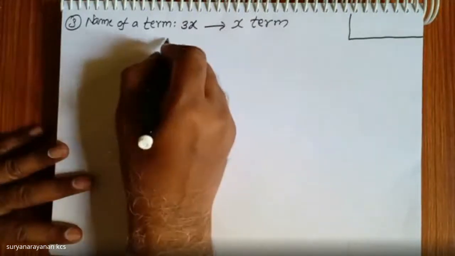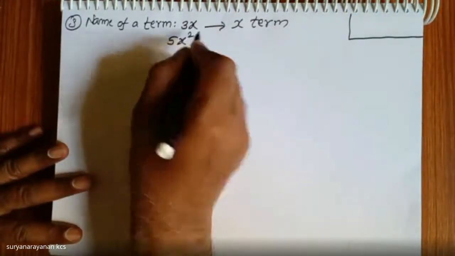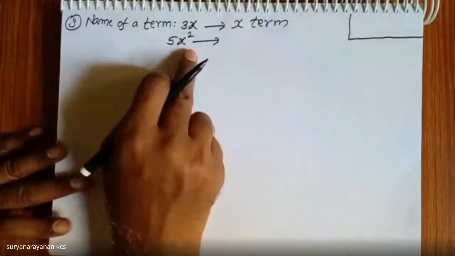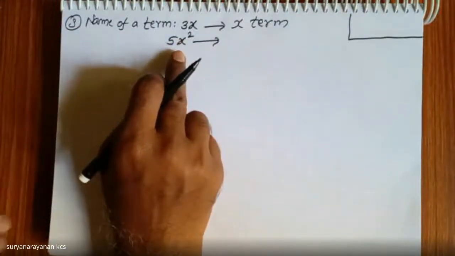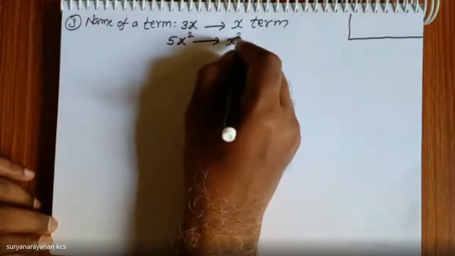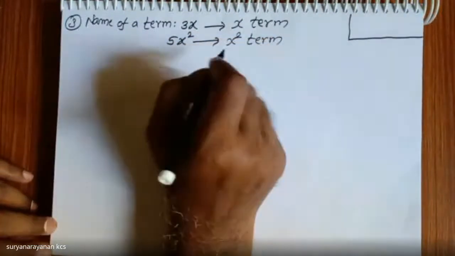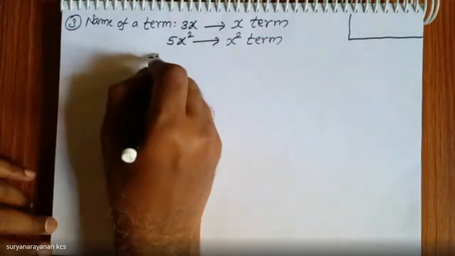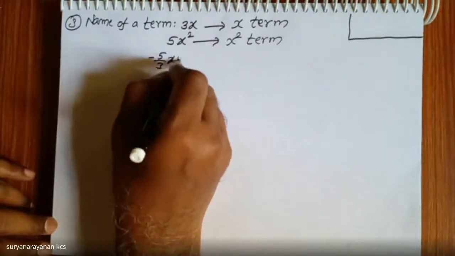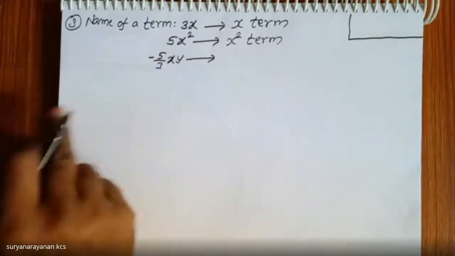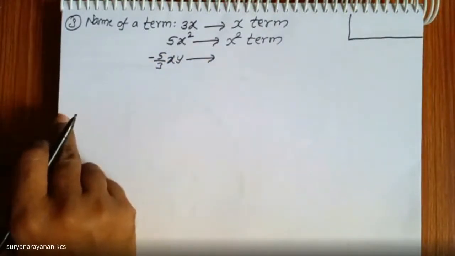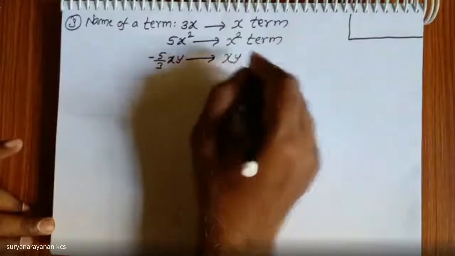Suppose 5x square. How do you name this term? Sir, x into x term or x square term. X square term. How do you name this term? Sir, xy term. Yes, xy term.